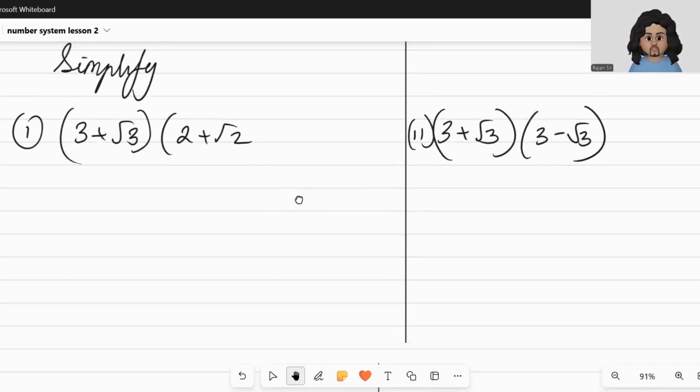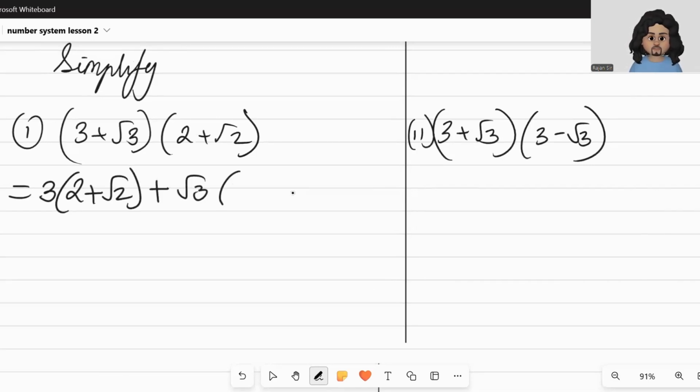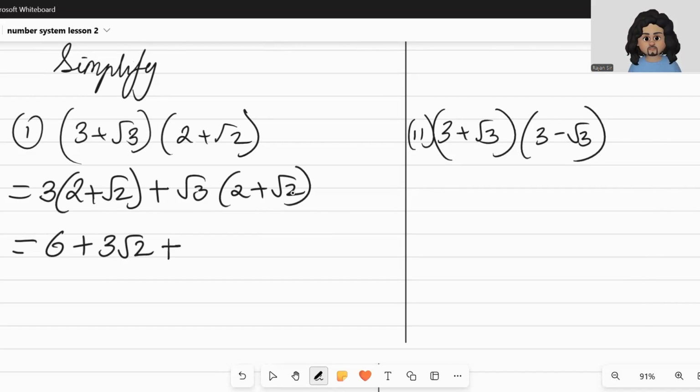Now we are going for the operation on root numbers. So we will use a little bit of formula, or we will use the very basic algebraic expression operations. So in this case, we can say 3 times 2 plus root 2 plus root 3 times 2 plus root 2. Or if you multiply directly, that will be easy as well. 3 2s are 6. This will be 3 root 2 plus. Understand, when we multiply a rational number with an irrational number, the rational number comes out of the root. So we have root 3 into 2 will be 2 root 3.